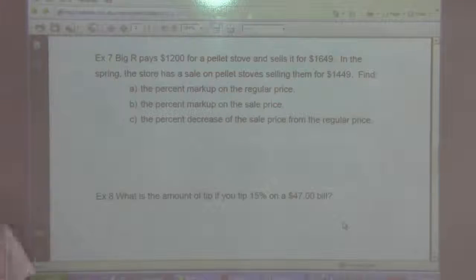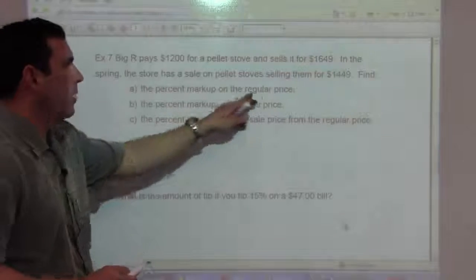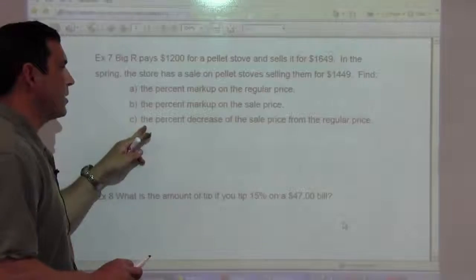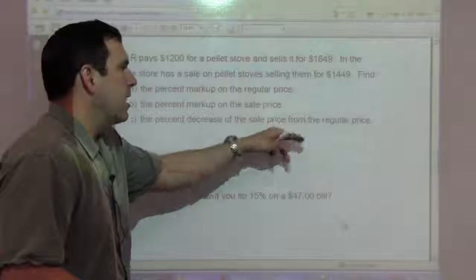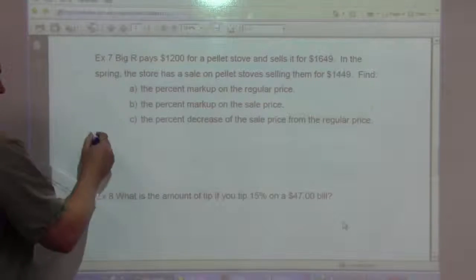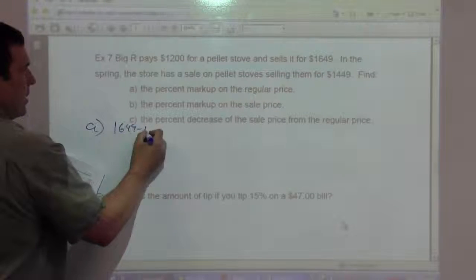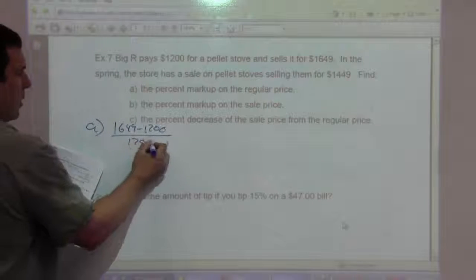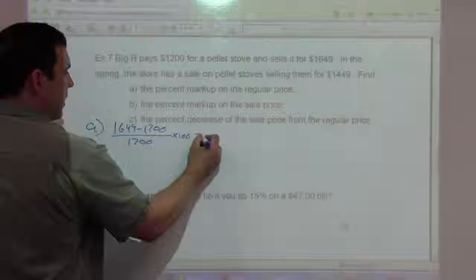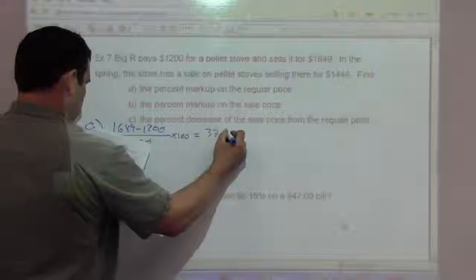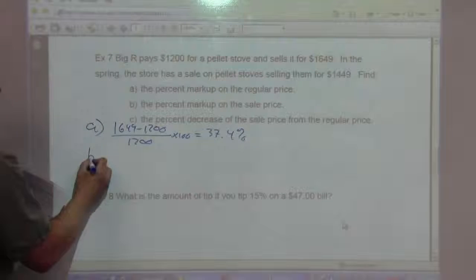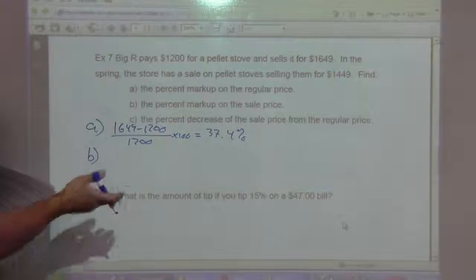It says Big R pays $1,200 for a pellet stove and sells it for $1,649 in the spring. The store has a sale on a pellet stove for $1,449. Find the percent markup on the regular price, the percent markup on the sale price, and the percent decrease of the sale price from the regular price. For part A, it's $1,649 minus $1,200 divided by 1,200 times 100, and that's going to give us 37.4% dealer markup.